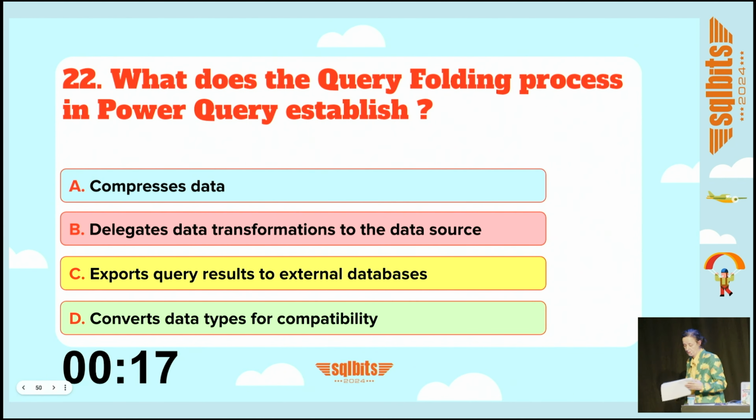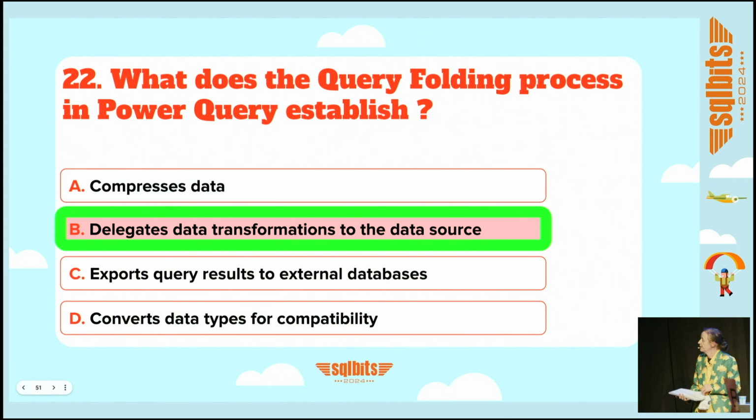22. What does the query folding process in Power BI establish? A, compress data. B, it delegates data transformations to the data source. C, it exports query results to external databases. Or D, it converts data types for compatibility. Yes, it's B. Almost everybody's got that correct.